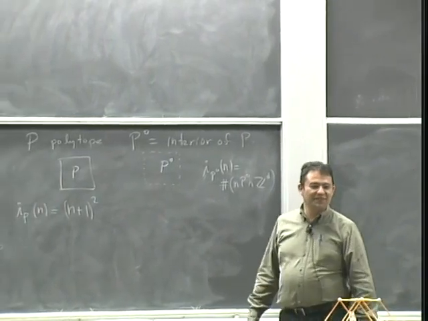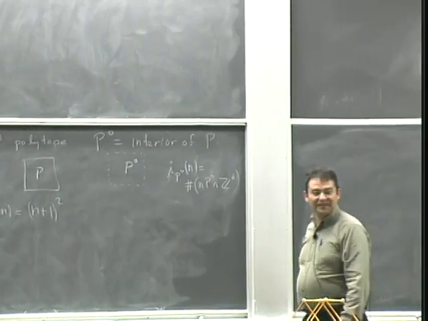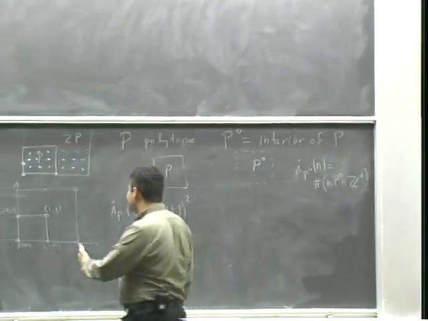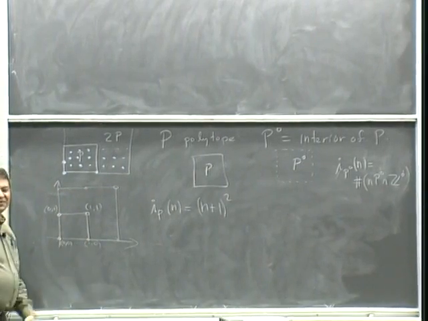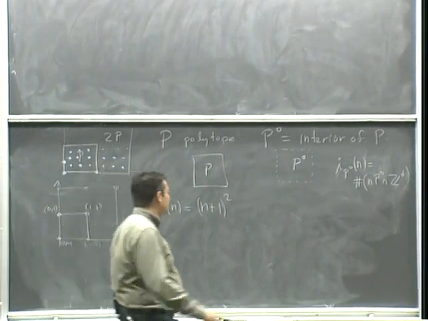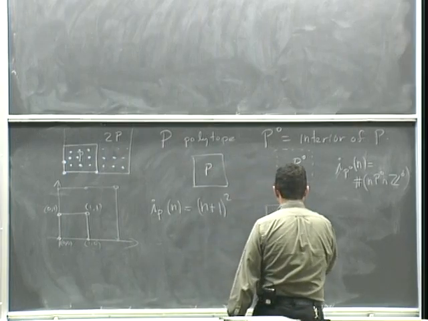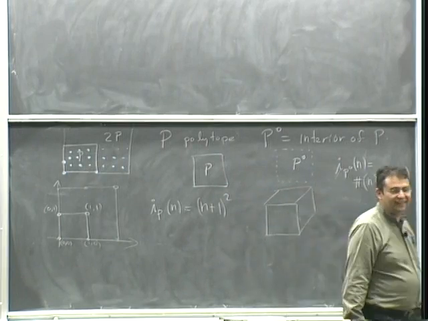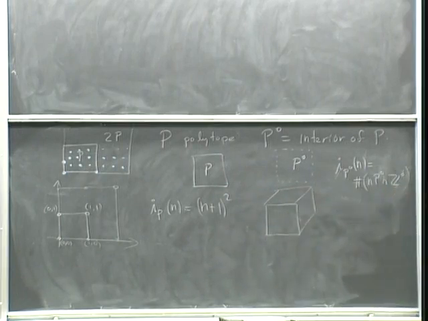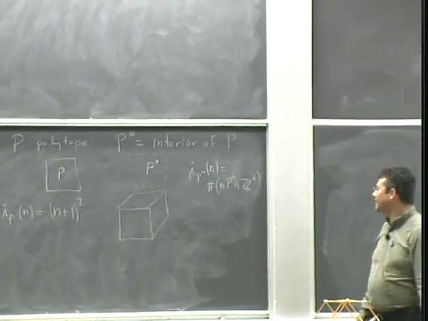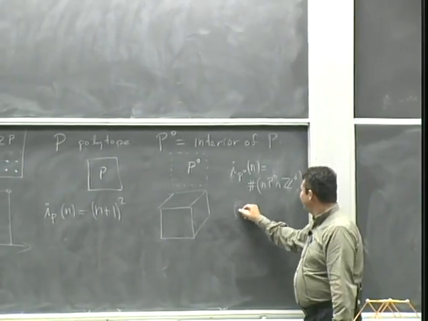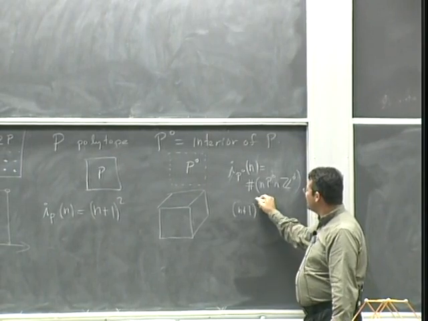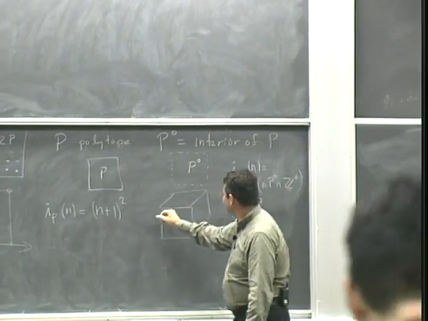Okay, let's get a little bit more serious here. How about the cube? Suppose this is a 2-dimensional cube. So we did the cube. So what do you think is going to be a 3-cube, for example? Yeah, it is (n+1)^3. So (n+1)^3 will be the Ehrhart polynomial of this guy.